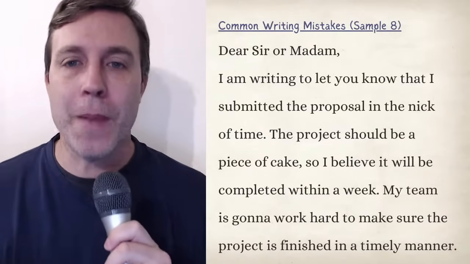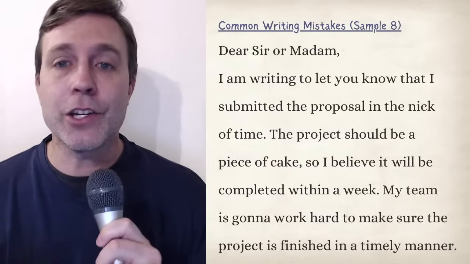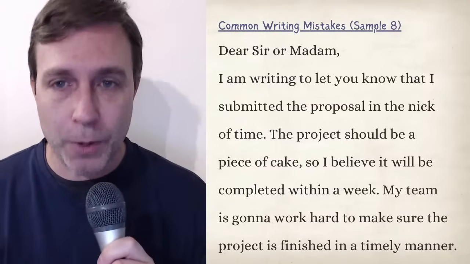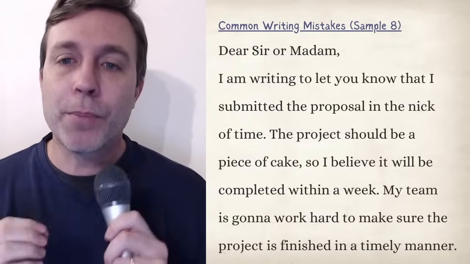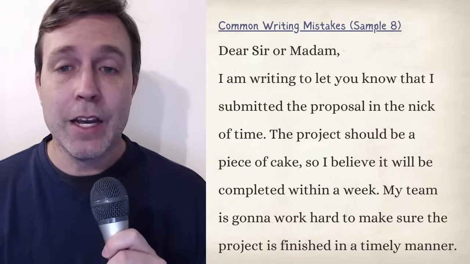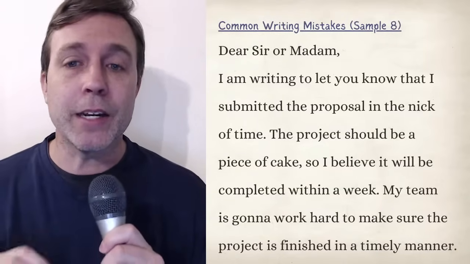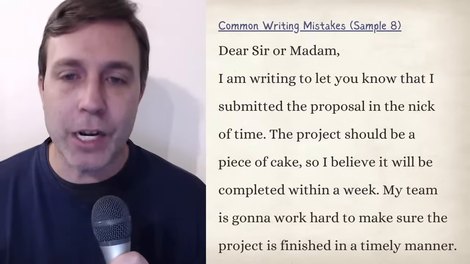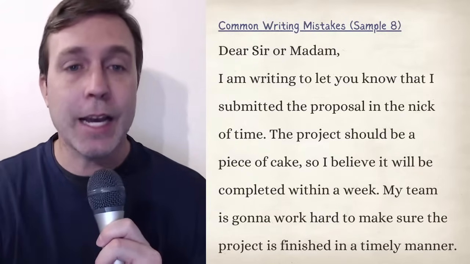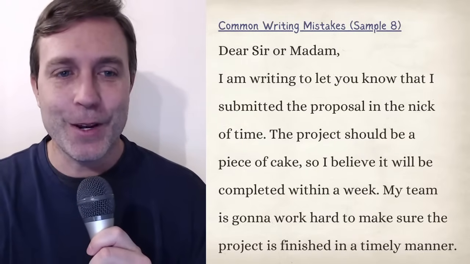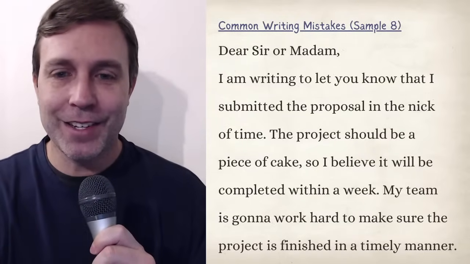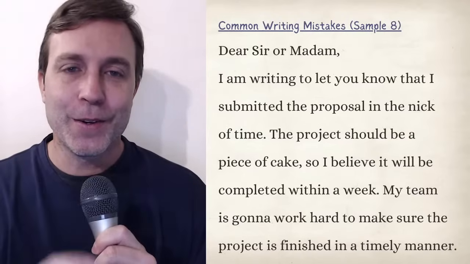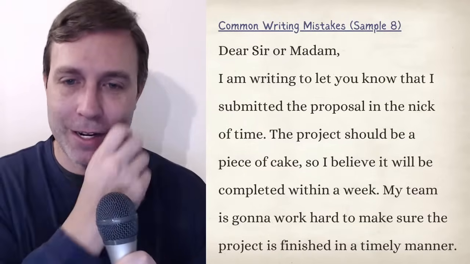Dear sir or madam, I'm writing to let you know that I submitted the proposal in the nick of time. The project should be a piece of cake, so I believe it will be completed within a week. My team is going to work hard to make sure the project is finished in a timely manner. Okay, what three mistakes do you see with this writing sample right here?